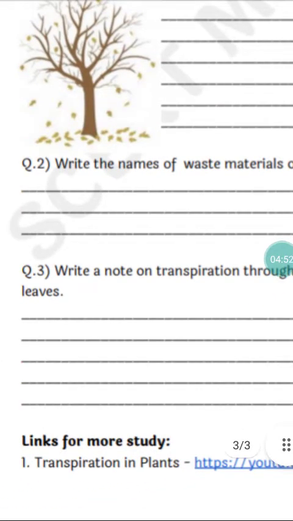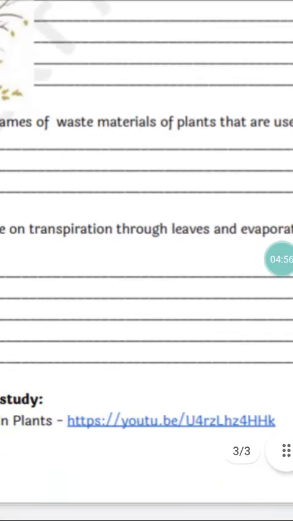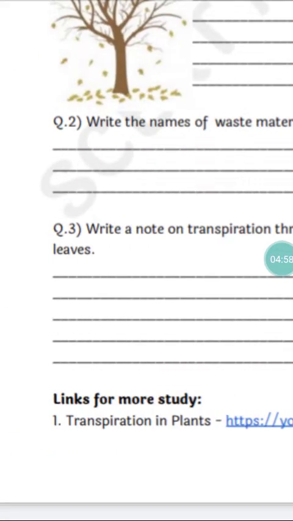The next question: write a note on transpiration through leaves and evaporation of water from leaves. For this, you can refer to page number 164, where transpiration pull is given. The last paragraph given there is the correct answer, so you can write the note on transpiration. In this way you should complete your worksheet number 4.